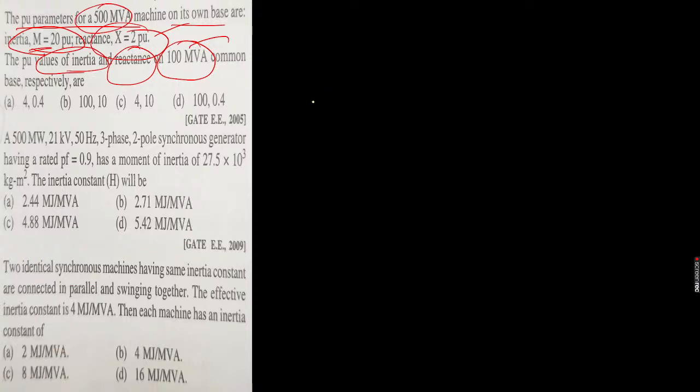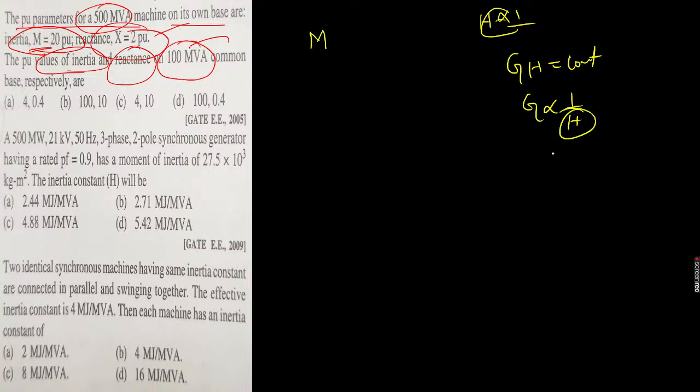First, how will you calculate the new M, that is inertia? As we saw already, inertia constant and MVA rating are inversely proportional. Just now I have written the relation, and for H also the relation is inversely proportional only. What we saw, G into H is equal to kinetic energy. When kinetic energy is constant, from this we can say G and H are reciprocal. So inertia also will become reciprocal to each other.